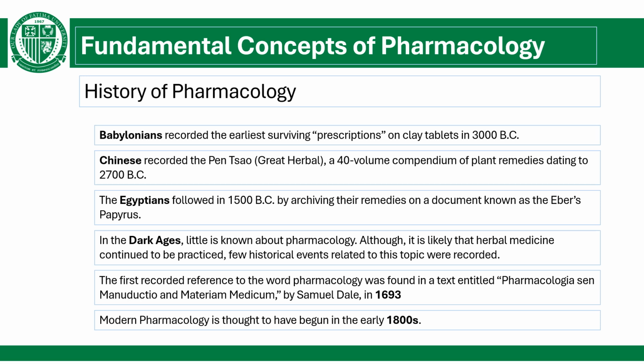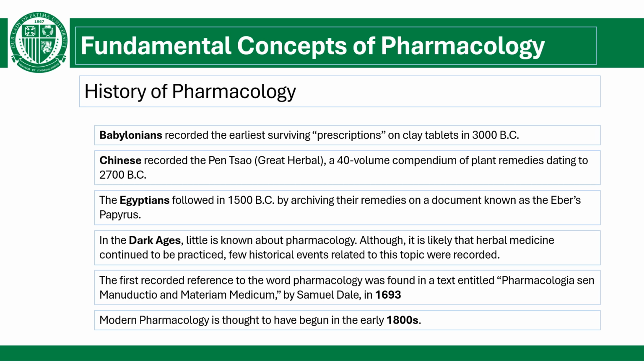For the Chinese, recorded in Pen Tao, or the Great Herbal, it is a book or a collection of documents wherein there are 40 volumes of notes regarding plant remedies dating 2700 BC. So that would be 4724 years ago by approximation.